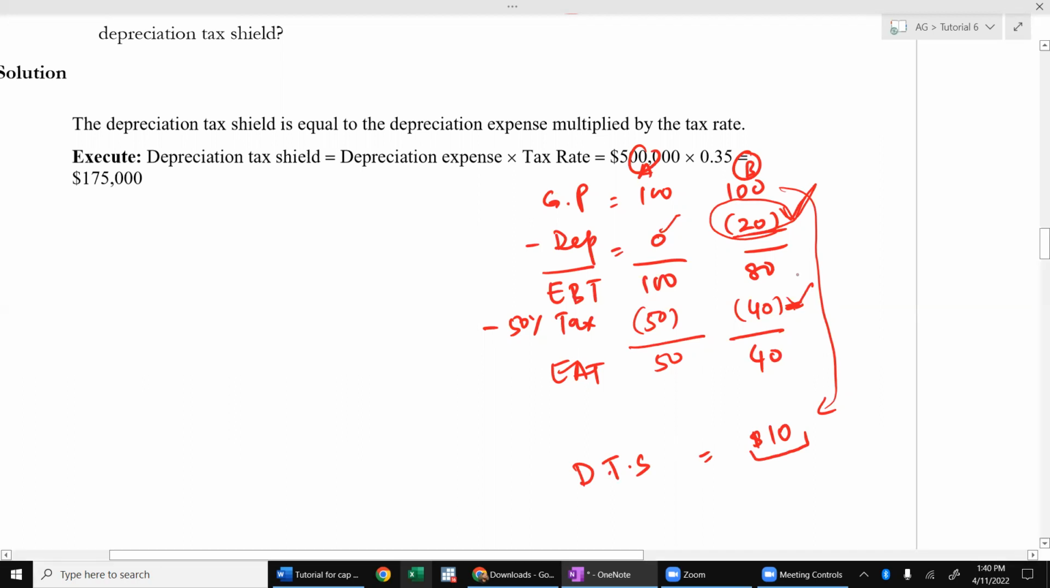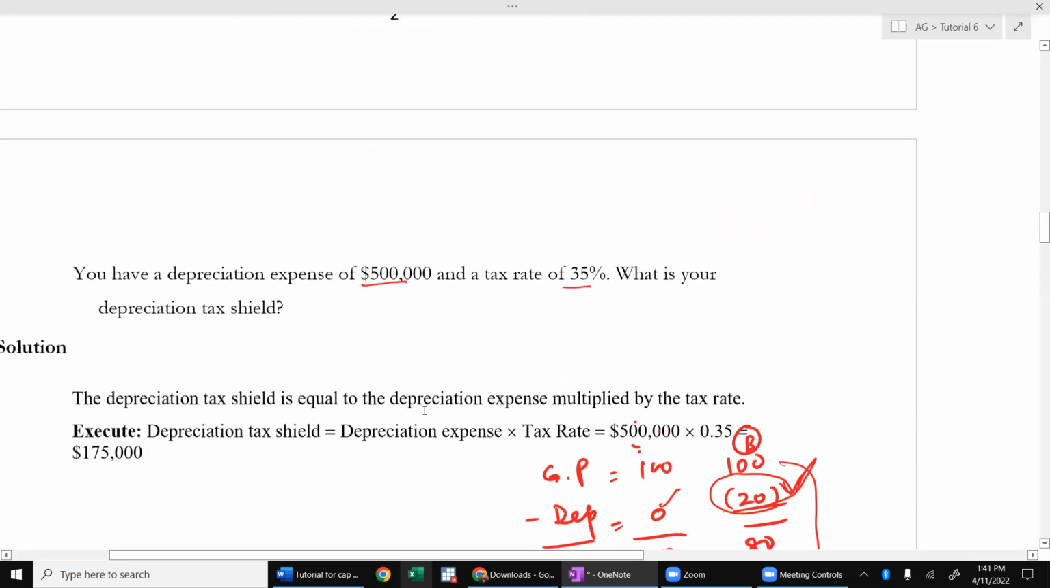So how do we get it? What is the depreciation? That is 20. And how much is the tax rate? 50%. So what should be the answer? It should be 10, right? Same thing we can see from this question, that the depreciation expense is 500,000 and a tax rate of 35%. What is your depreciation tax shield? Simple. Simply multiply this depreciation with the tax rate to get the answer.